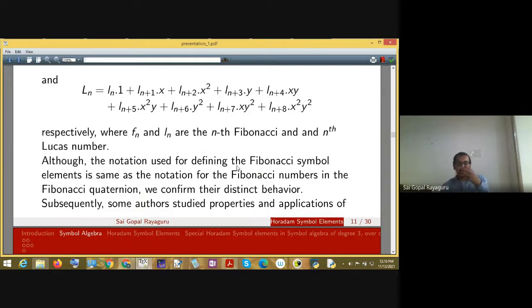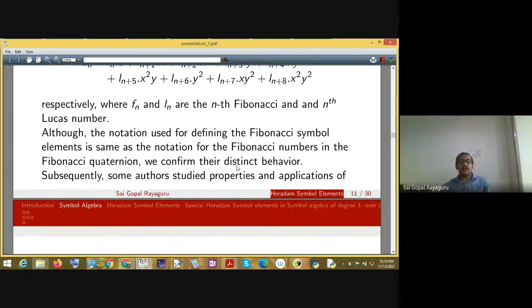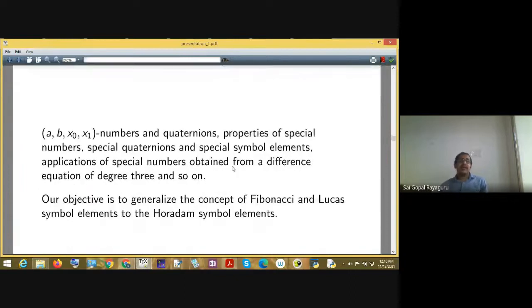So they studied their behavior, and they searched for some applications of this number. The special numbers I wrote are the same as the Horadam numbers, but with certain restrictions. So they denoted them as special numbers, and accordingly they used those numbers to define special quaternion, special symbol elements, all up to degree 3.